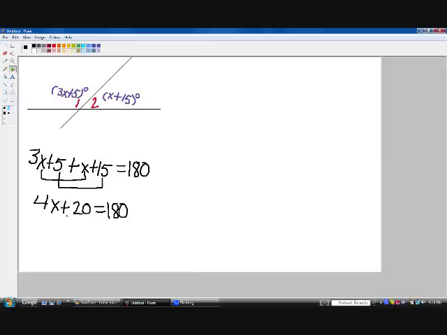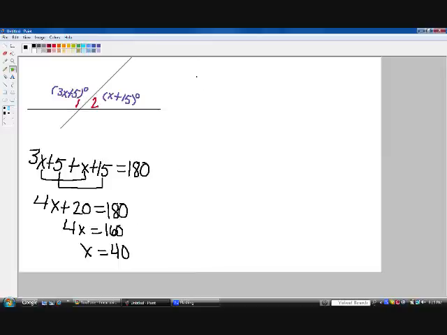Solving the equation, we're going to subtract 20 from each side, and when we do, we get 4x equals 160, and we're going to divide that by 4, and we get x equals 40 degrees. So x is equal to 40. Now, to find out the measurement of angle 1 and angle 2, all we need to do is plug in the 40 for x.